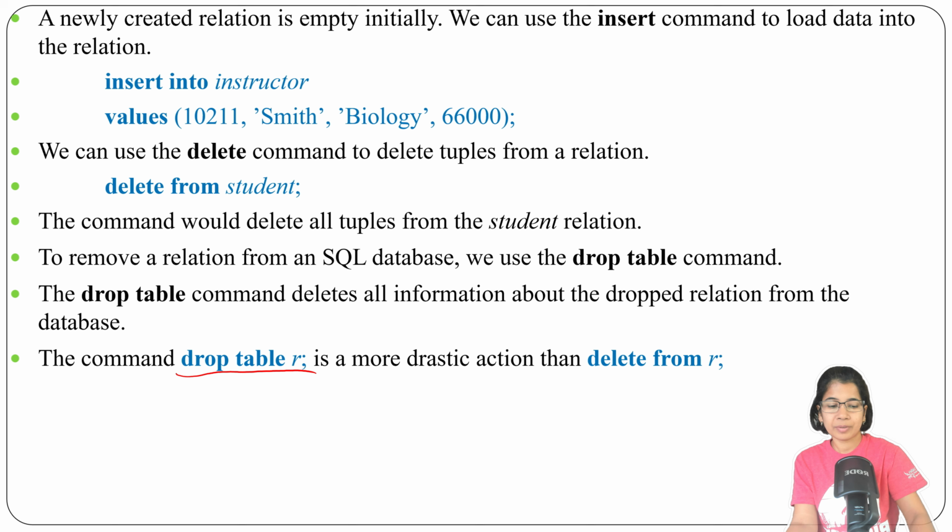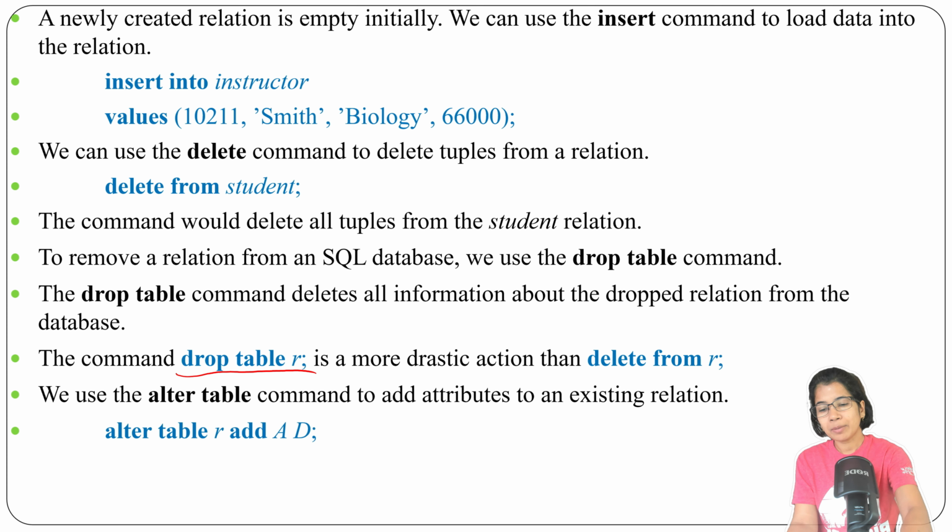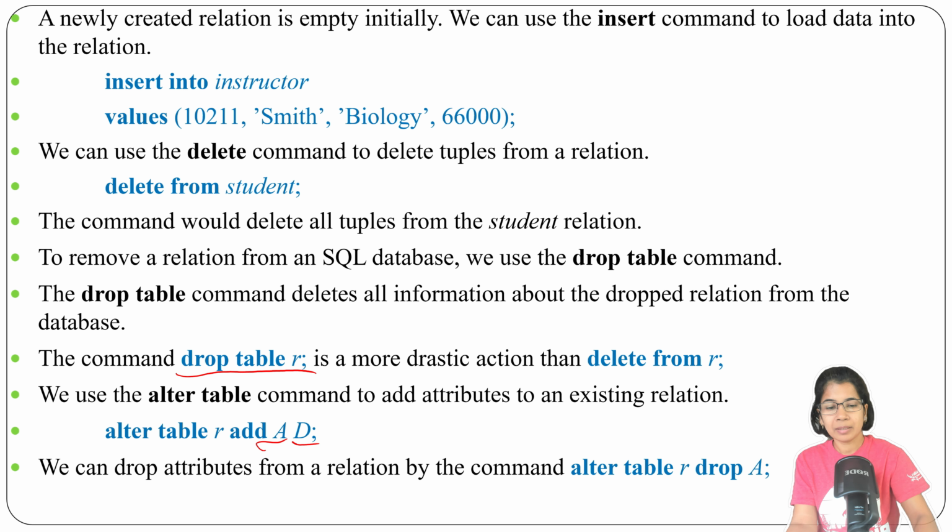Drop will delete everything. We can also add an attribute to an existing table by the alter command. We can write alter table R add A D, where A is the attribute and D is the data type. So R is an existing table, and in that we can add attribute A with data type D. In the alter table command we can also write drop, like alter table R drop A. That will drop attribute A. These are the basic schema definitions: create, insert, delete, drop, alter.